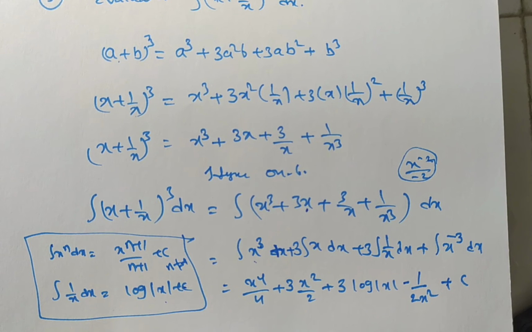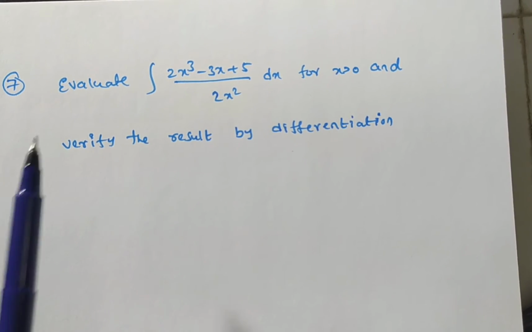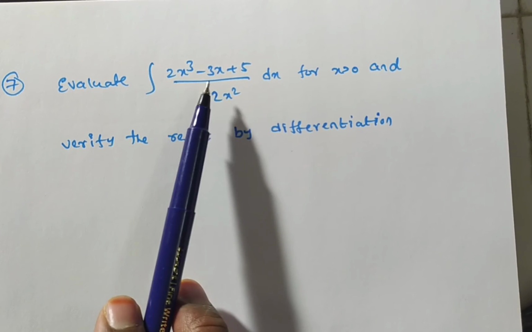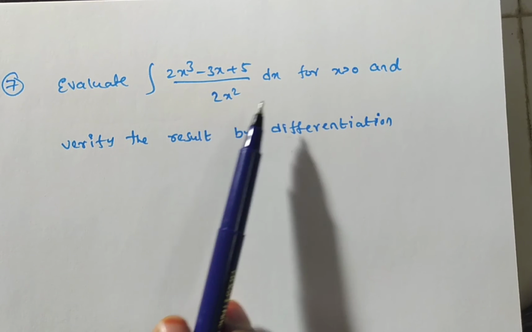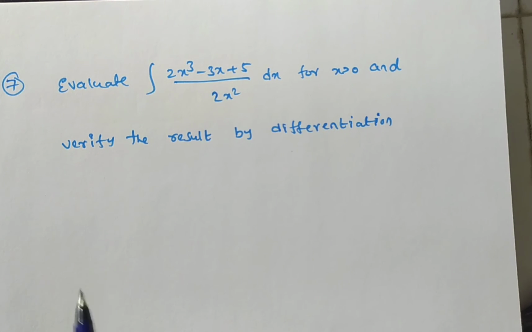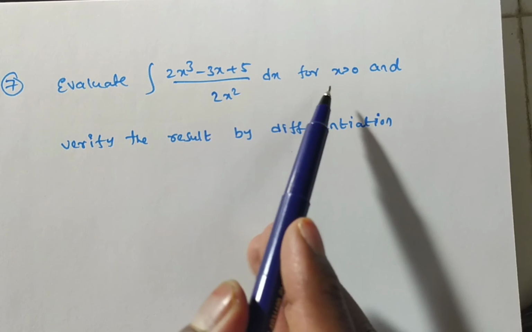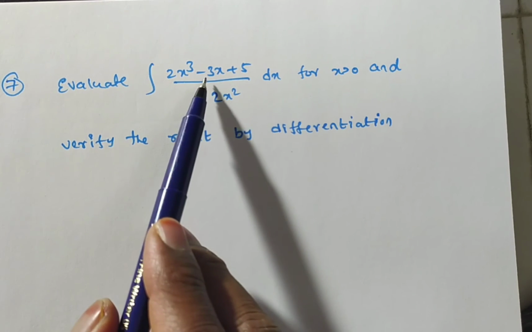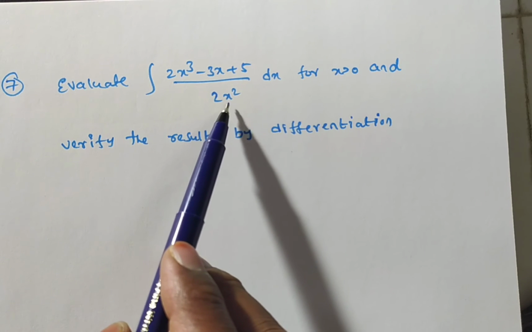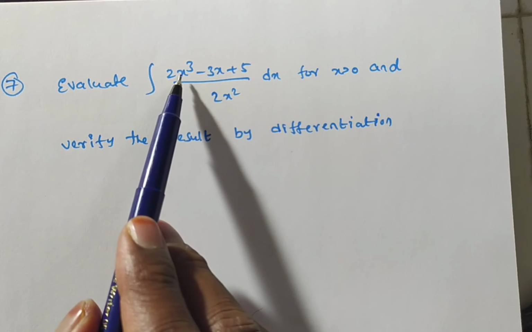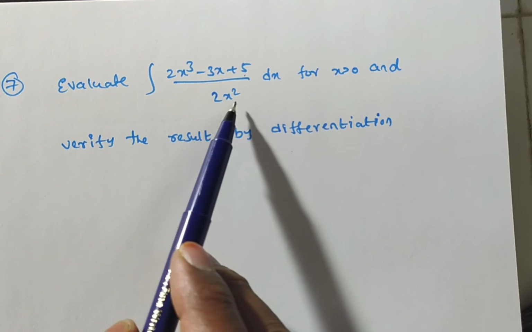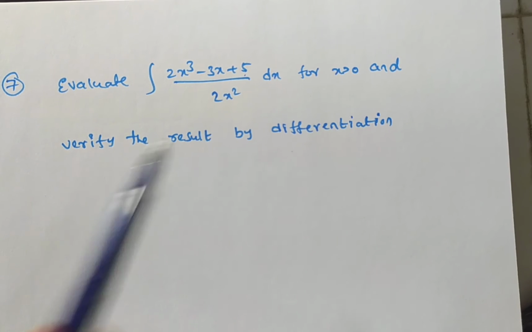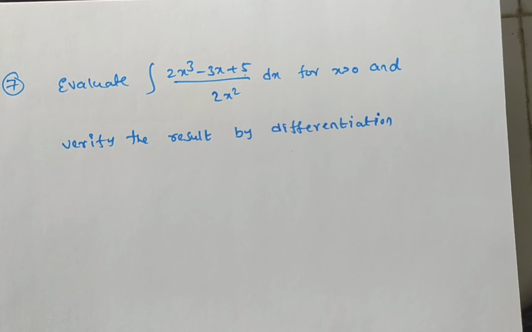Next, one more problem I will solve based on the standard forms. The given problem is: evaluate the integral of 2x cube minus 3x plus 5 by 2x square dx, for x greater than 0. They have given x greater than 0. You see, if x is equal to 0, what will happen in this case? The denominator contains an x term. If you put x equal to 0, this is 0 and this is 0, but 5 by 2x square will become infinite. So the function won't be defined for x equal to 0, so they have given x greater than 0 only.